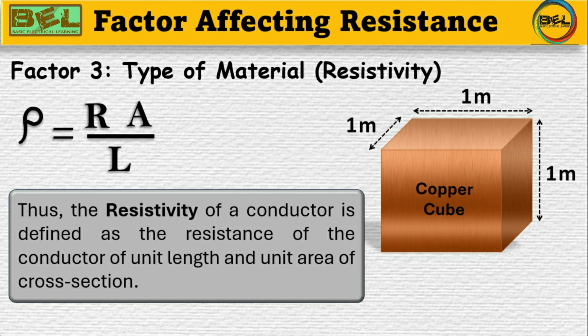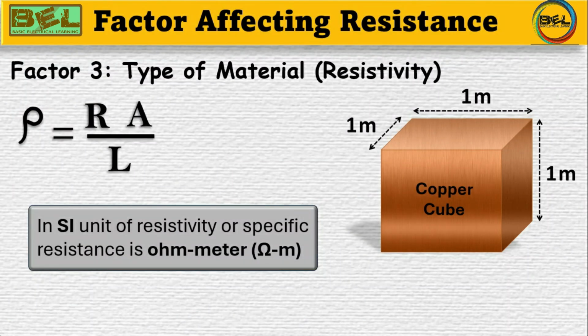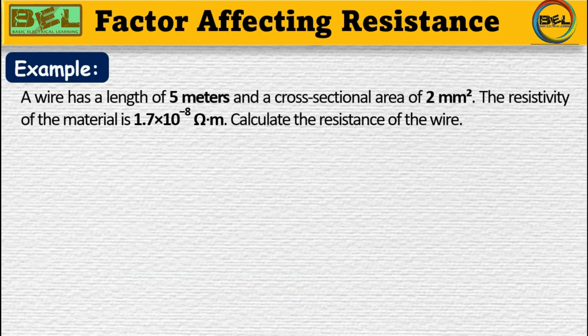In other words, the resistivity of the conductor is termed as the resistance offered by a cubical conductor of 1 meter side to the flow of current across the opposite face of the conductor. An SI unit of resistivity or specific resistance is ohm meter. To understand more about the concept and formula of resistivity, let's consider an example as problem statement.